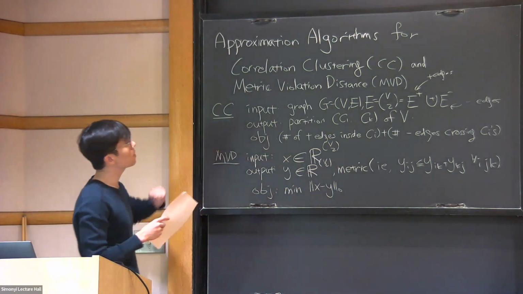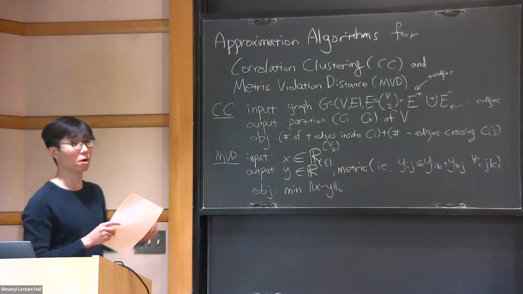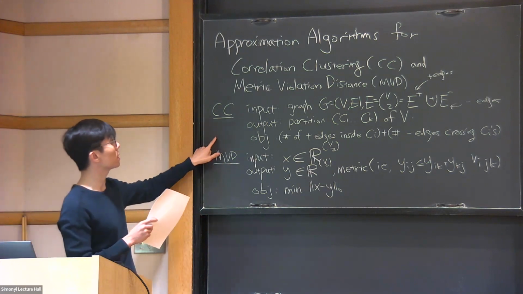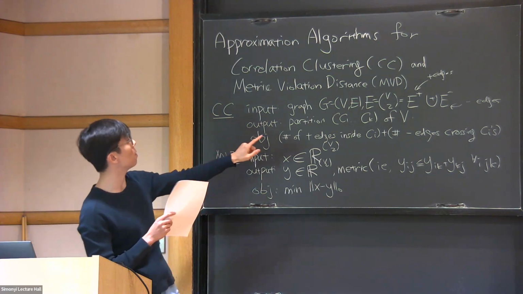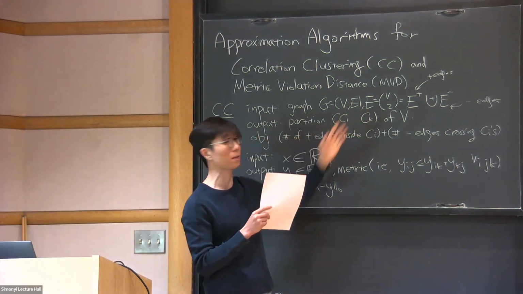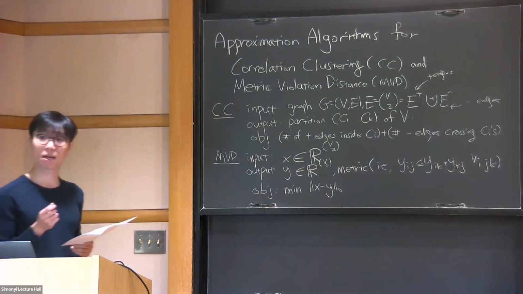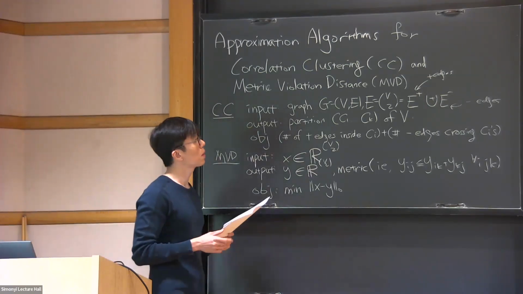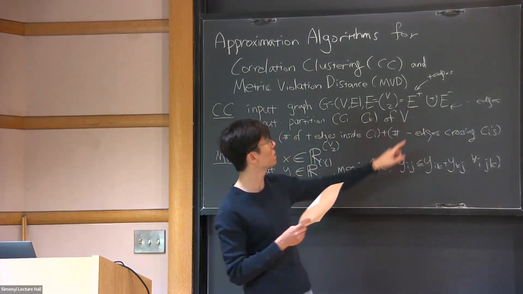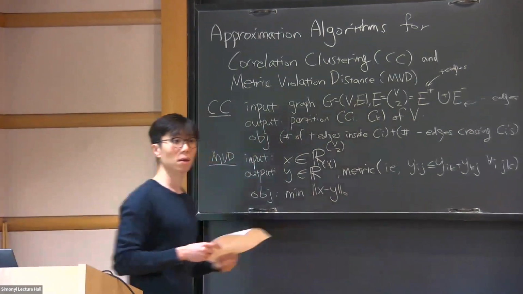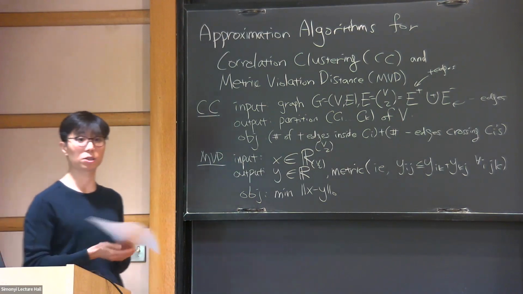Let's first start by defining those problems. Both are discrete optimization problems. The first one, correlation clustering, is defined as follows. The input is the complete graph G. Whenever I use E here, I denote it by V choose 2, since the graph is complete. Each edge is labeled either plus or minus. I let E plus be the set of plus edges and E minus the set of minus edges, and this is a disjoint union. That's the whole input: a complete graph where some edges are plus and some are minus.